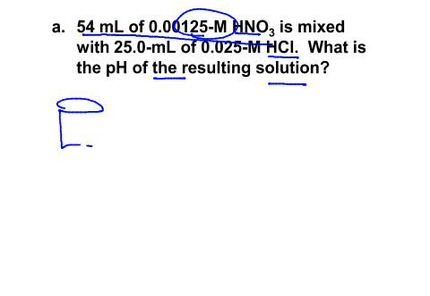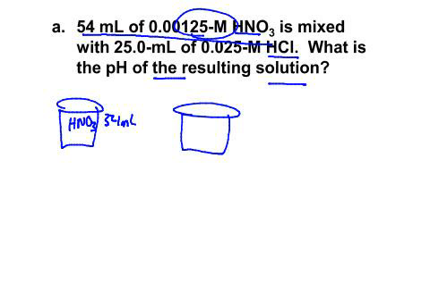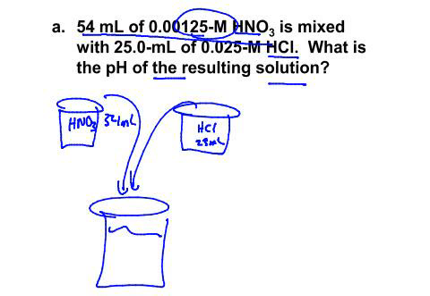Let's think this through. I've got two beakers. One is filled with nitric acid, 54 milliliters from the problem, and another is filled with hydrochloric acid, 25 milliliters. I'm going to pour them together into one beaker, so we have a mixture of two different strong acids. When you do this, we're going to dilute the acid, so we use M1V1 equals M2V2 to find the final molarity, M2, of each acid separately.